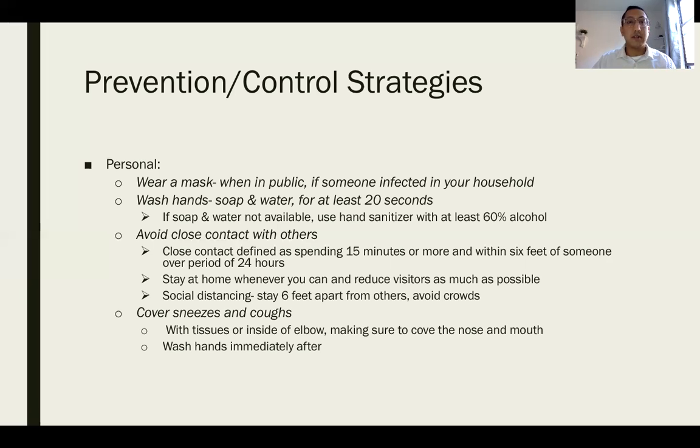Another prevention strategy that individuals can do is covering their sneezes and coughs, because we know that it spreads via respiratory droplets. So you can cover with tissues, or if someone doesn't have tissues, you can use the inside of your elbow, making sure to cover the nose and mouth area. And then after that, make sure to wash your hands right away after you've sneezed or coughed.